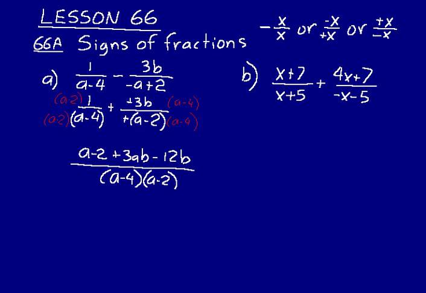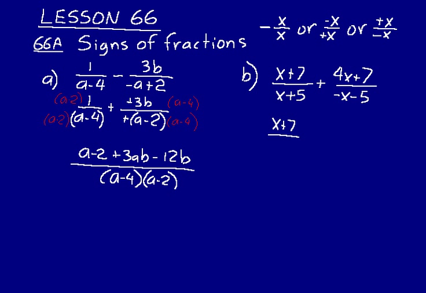Look at practice problem B. Let's add those two fractions together. Well, look at the denominators, x plus 5 and minus x minus 5. Now if we factored a negative out on the right, we'd end up with a minus times x plus 5. And so we could get an x plus 5 for both denominators. So let's go ahead and do that.